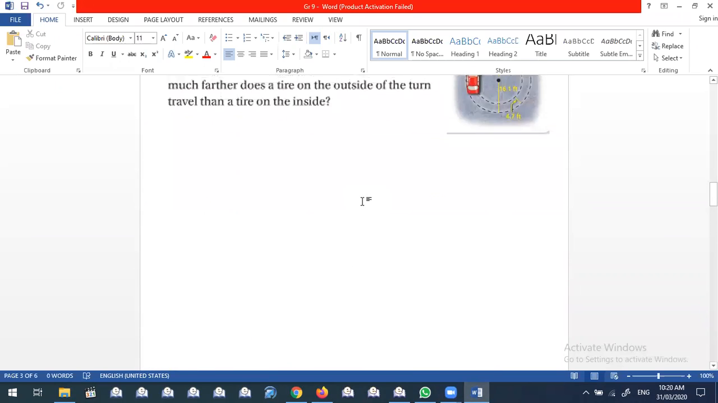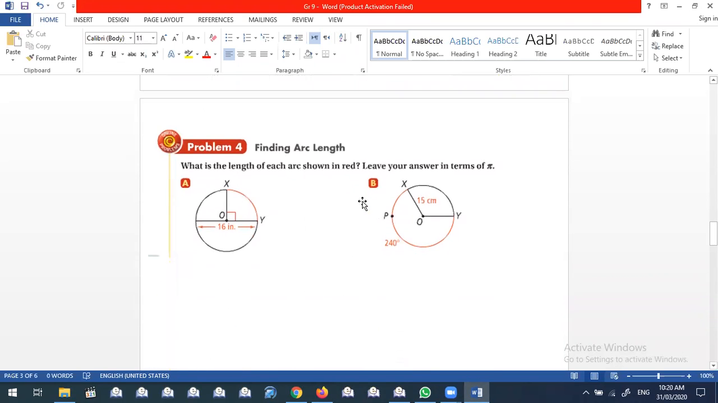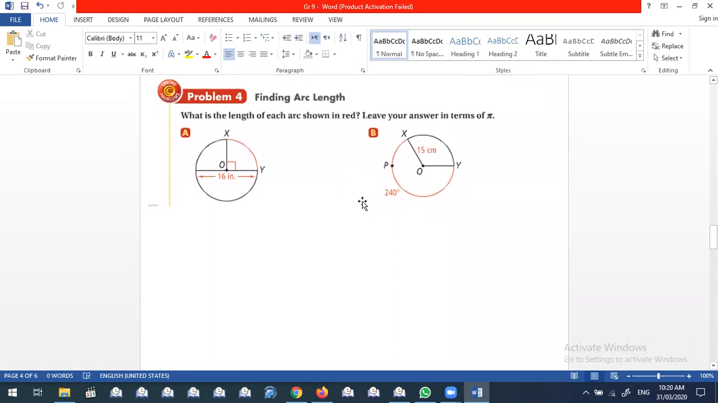Here, find the arc length. What is the length of each arc shown in red? I need to find the arc shown in red. We need two things to find it: the measure of the arc and the radius or diameter of the circle. First, the measure of the arc.